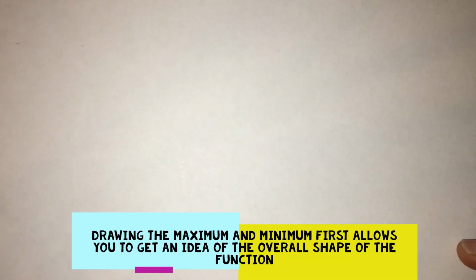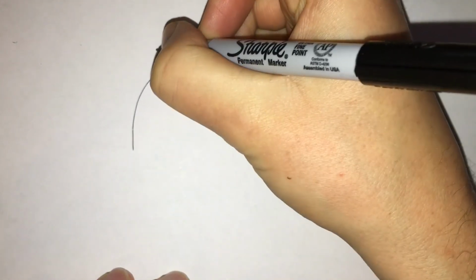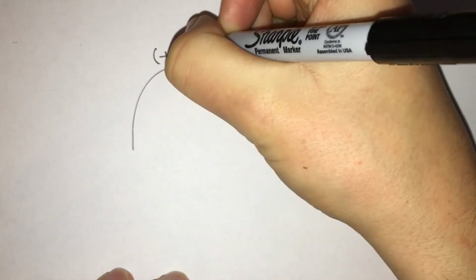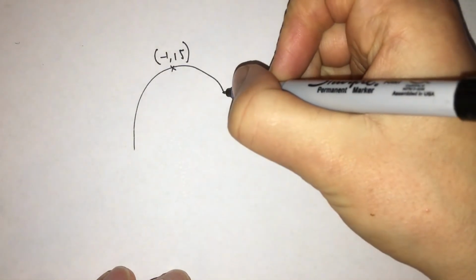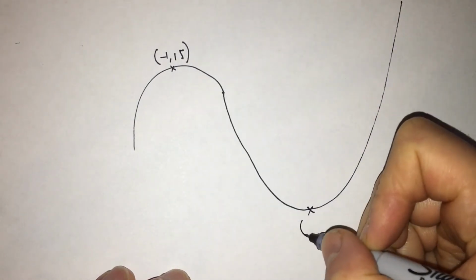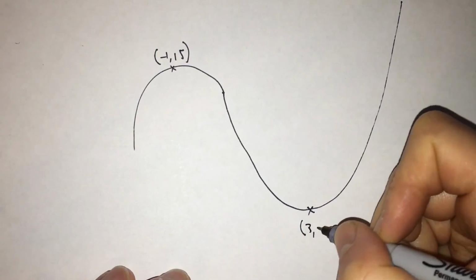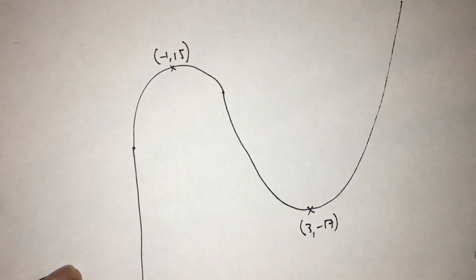When it comes to sketching the graph, what I do is draw the maximum and minimum points first and then connect those and think about where the x-axis goes. So we know we have a maximum at negative 1, 15. So I'll draw that shape first, put a little cross there and write in negative 1, 15. And then we've got a minimum at 3, negative 17. So I'm going to draw like this, back up there, and put a cross. 3, negative 17. I might extend that a little bit to show that I know what's going on there with the shape.